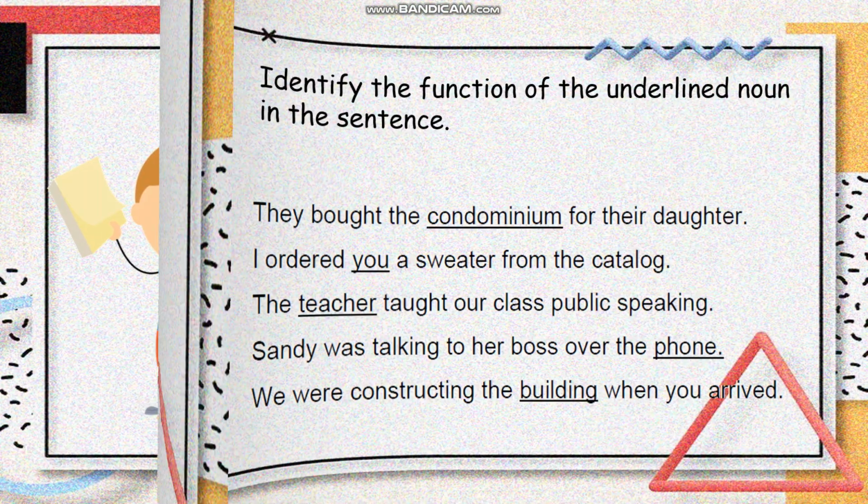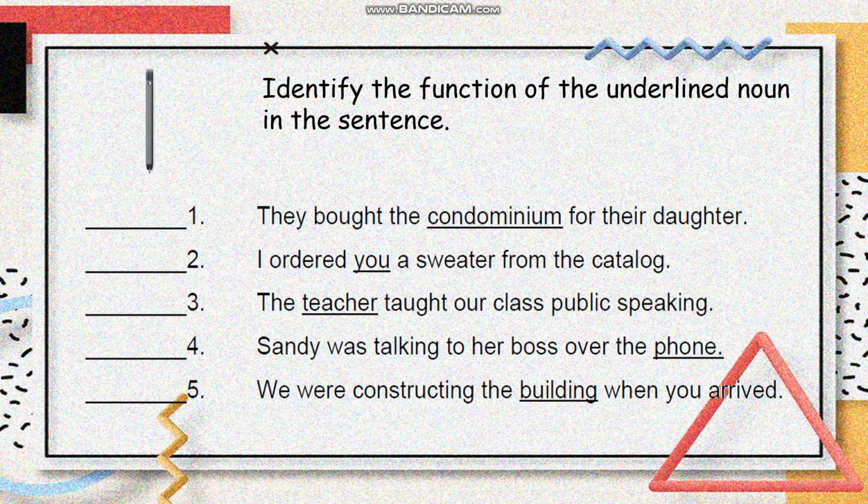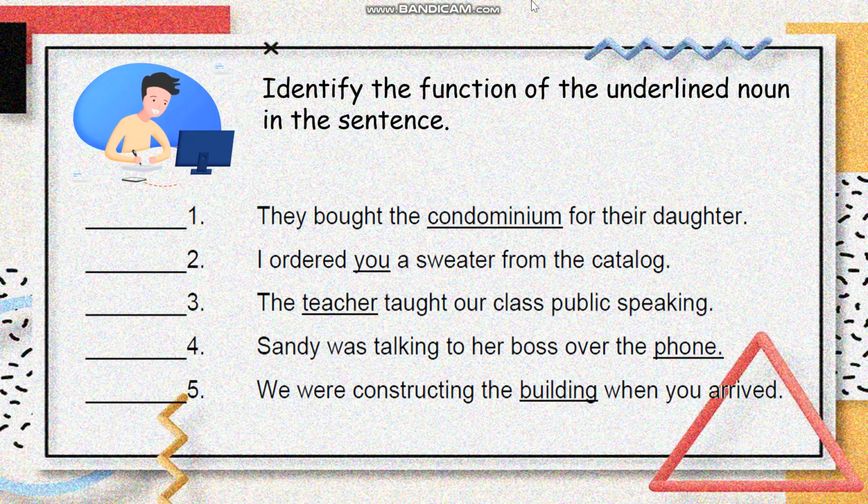Now for your activity, this will be the task. Identify the function of the underlined noun in the sentence. Okay? They bought the condominium for their daughter. I ordered you a sweater from the catalog. The teacher taught our class public speaking. Sandy was talking to her boss over the phone. We were constructing the building when you arrived. Now you can pause this video so that you will be given ample time in answering.